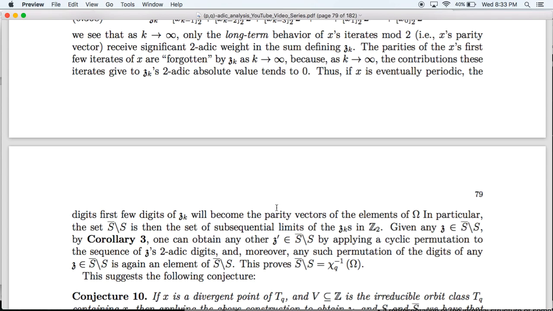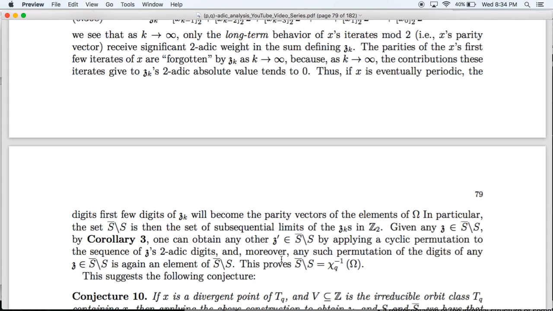So here then S bar take away S is the set of subsequential limits of the z_k's, meaning it's anything that you can get by taking the limit of some subsequence of S. And in particular, given any z in S bar take away S, by Corollary 3, we'll be able to obtain any other element of S bar take away S by applying a cyclic permutation to the 2-adic digits of z.